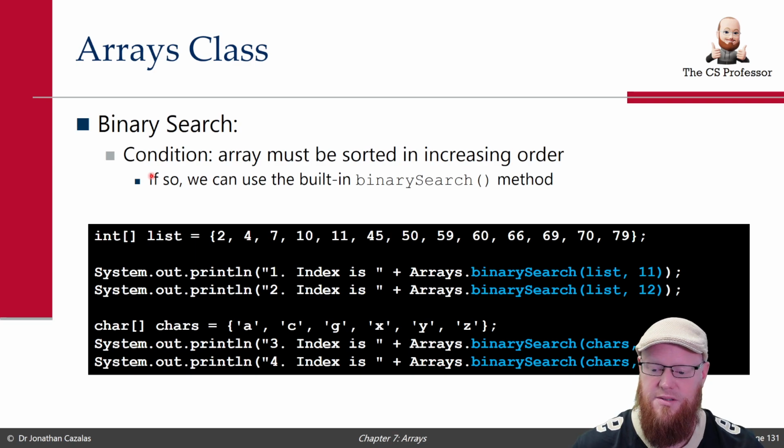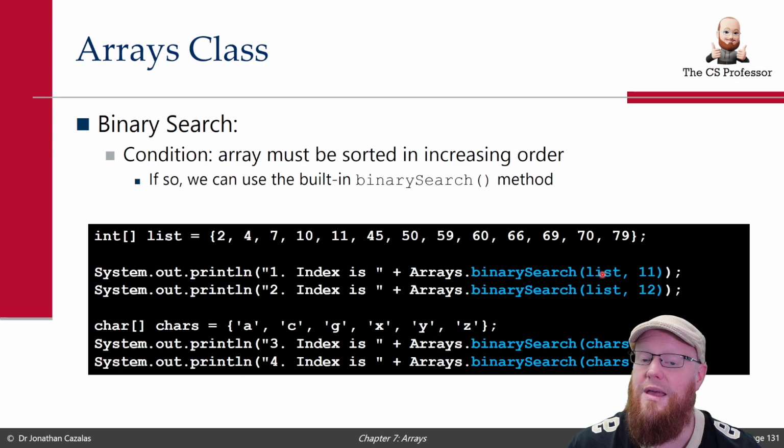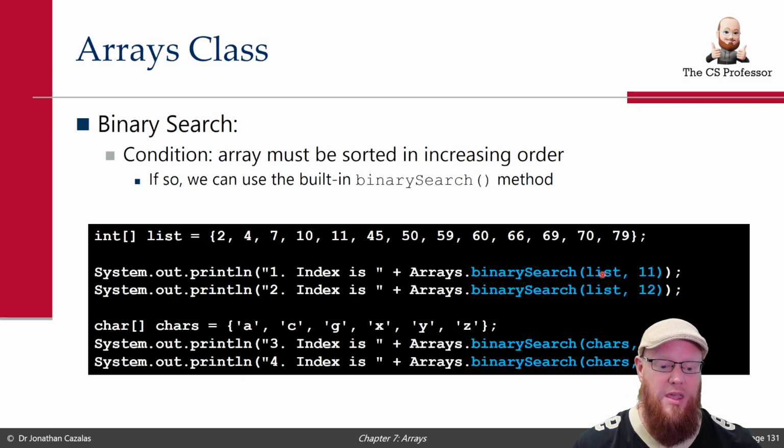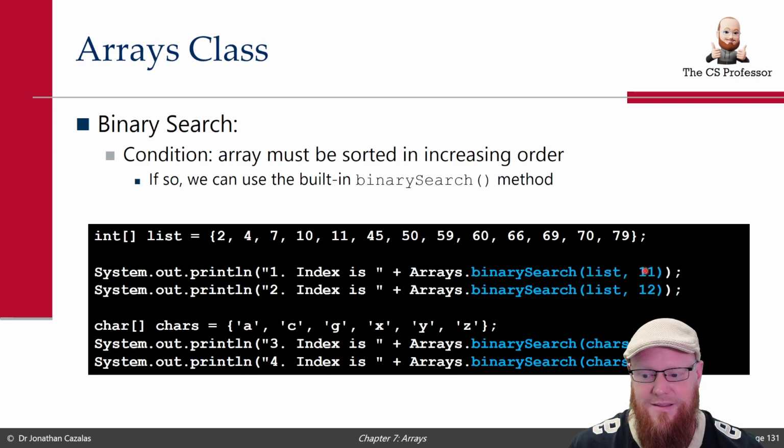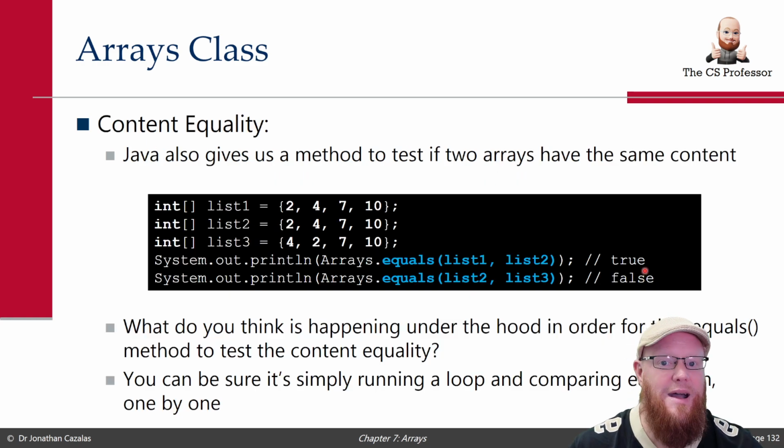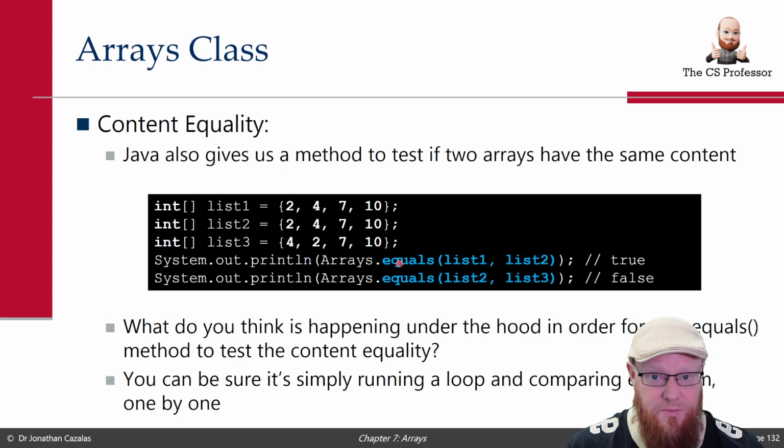So here's an example of binary search given an array of integers. It's just showing you how we can call arrays.binarySearch. We send over the address of that array on the heap. We send over the value we're looking for, and it will return for us the index where it was found. Content equality, given two lists, we can use this dot equals method, also found within the arrays class.